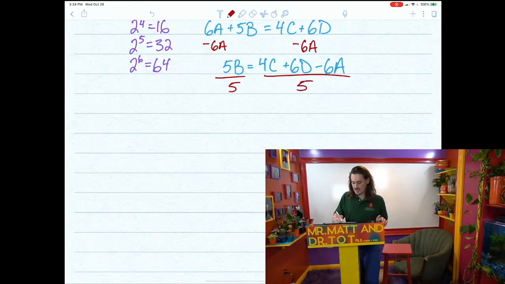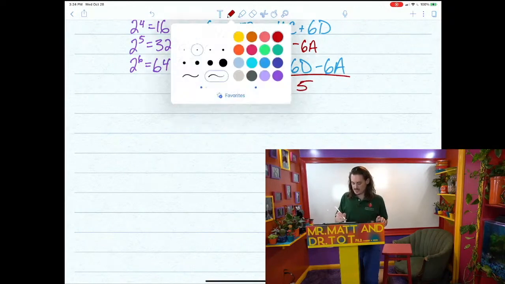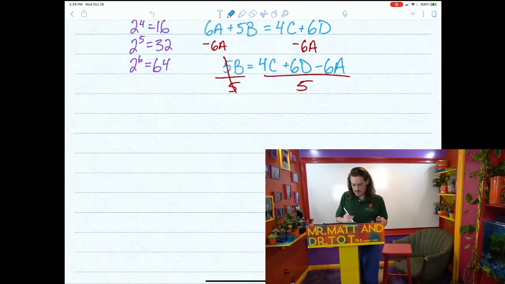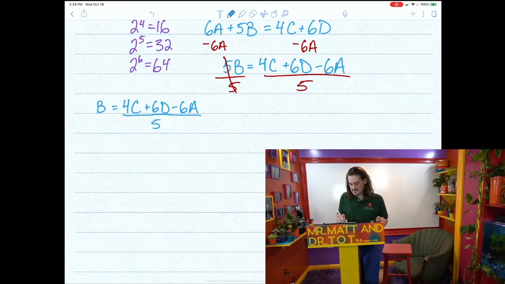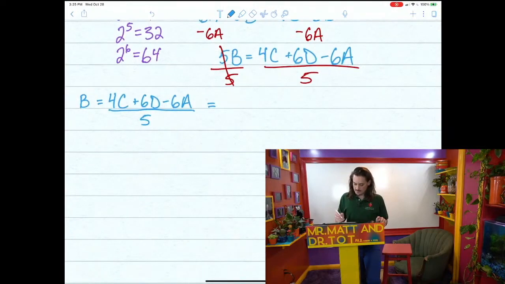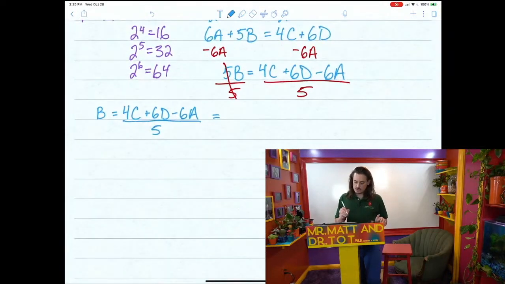When we do that, the 5 cancel on the left-hand side. So our answer for b is going to be 4c plus 6d minus 6a quantity divided by 5. And I need you to recognize that that's exactly equivalent to if I individually applied that denominator to the numerator separately.